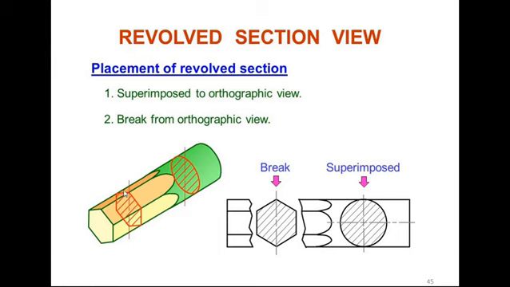So what we are going to do is take one cutting plane at this level, and another cutting plane at this level. Here it is a hexagon and here it is circular. So we will turn this hexagon 90 degrees and draw it here, and we will turn this circle 90 degrees and draw it here.